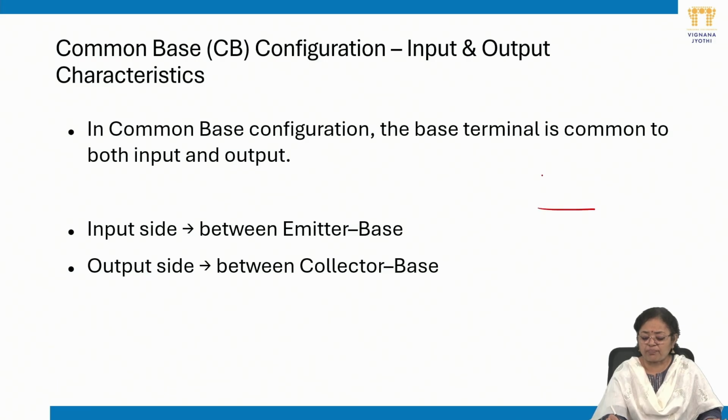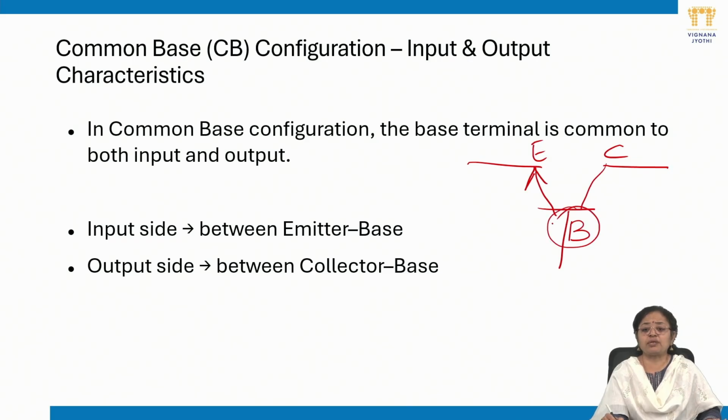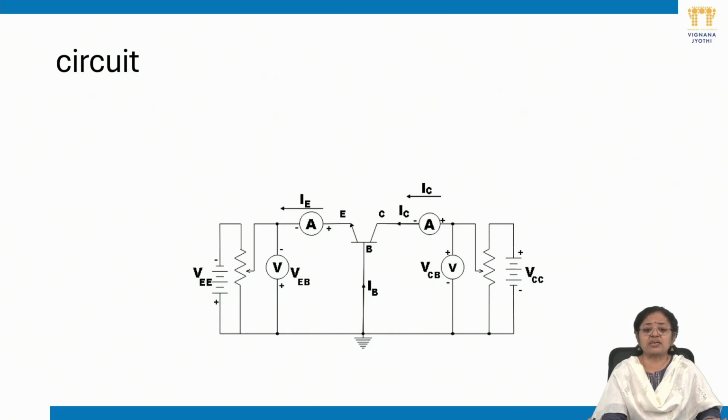If we see with the help of the figure, this is the base terminal, this is the emitter terminal, and this is the collector terminal. So we can see that the base is made common between the input and the output. Input is given over here and output is observed across here. The input side is between emitter and base, and the output side is between collector and base, as shown here. This is the circuit diagram showing the common base configuration of BJT.